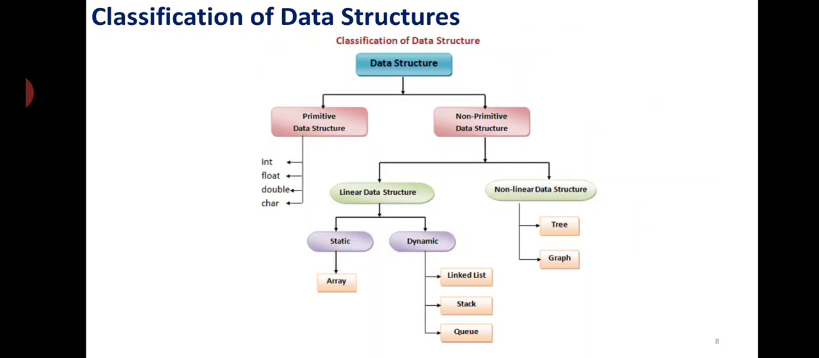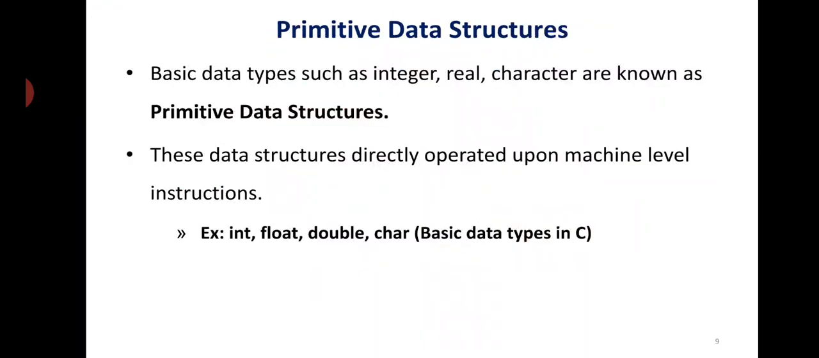Okay, let us study one by one. You understood what primitive data structures are. The basic integer, real, characters, these are called primitive data structures. These structures are directly operated upon machine level instructions. Example: int, float, double, and then char.